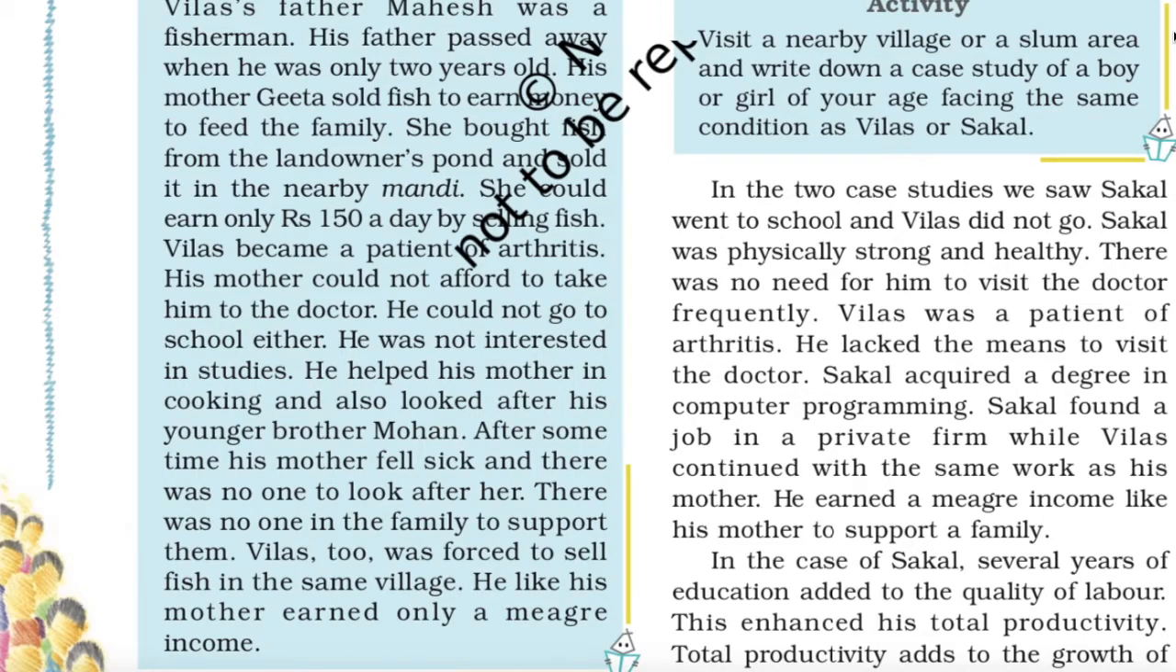Sakal acquired a degree in computer programming. Sakal found a job in a private firm while Vilas continued with the same work as his mother. He earned a meager income like his mother to support a family.